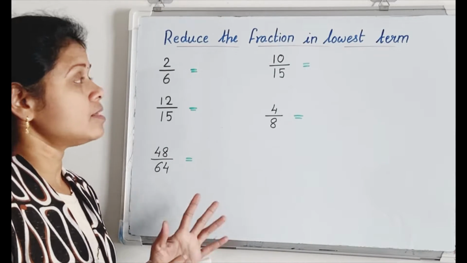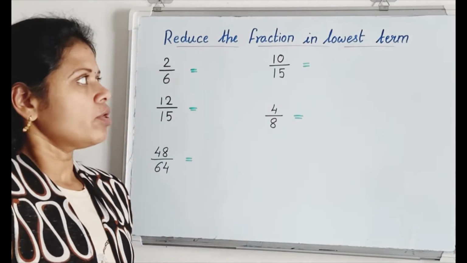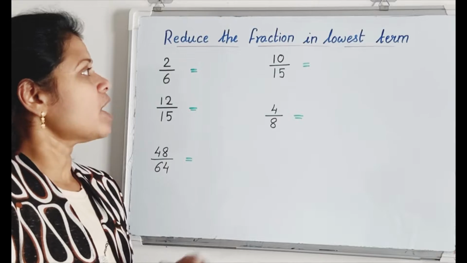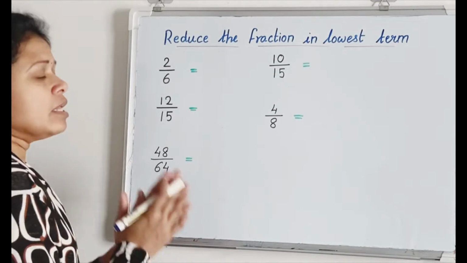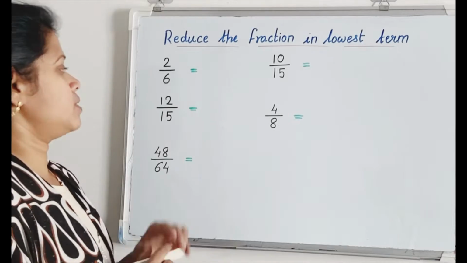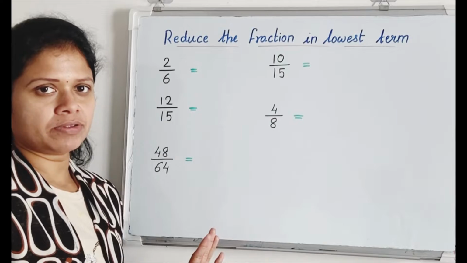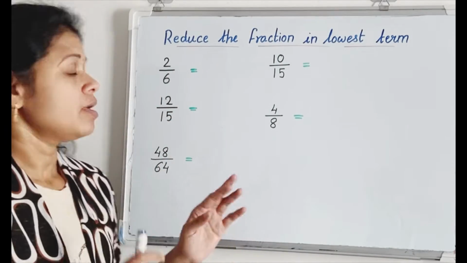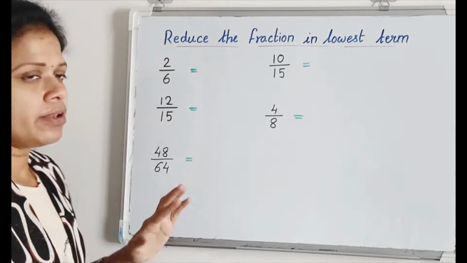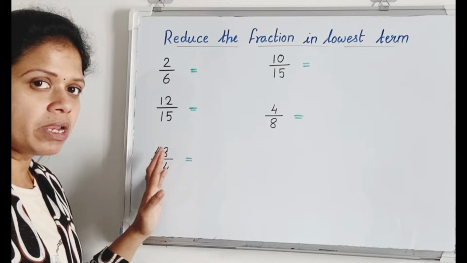Now, let's see how to reduce a fraction to its lowest term. Or if they ask you to find the simplest form of the fraction, then there are two methods. First, look at the numerator and denominator of the fraction and check whether they have a common factor. Is there a common factor for the numerator and denominator?